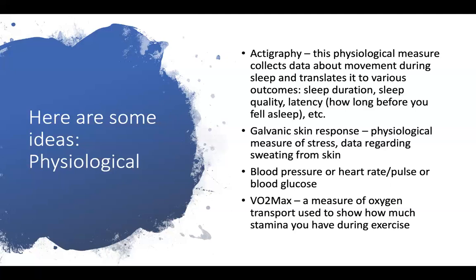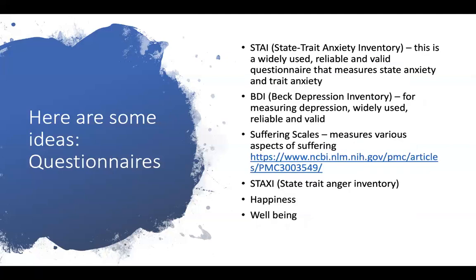Okay. Blood pressure is another physiological measure. Heart rate or pulse, blood glucose. There are lots of them. And finally, there's something called VO2 max, which is a physiological measure of oxygen transport. And it's more expensive to use VO2 max, but you could look it up on Google and just read about it. It's kind of cool. It will help you see the amount of stamina that you have in terms of your exercise.